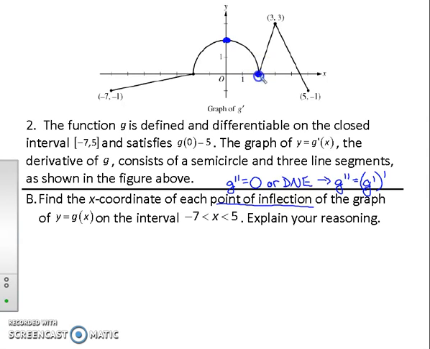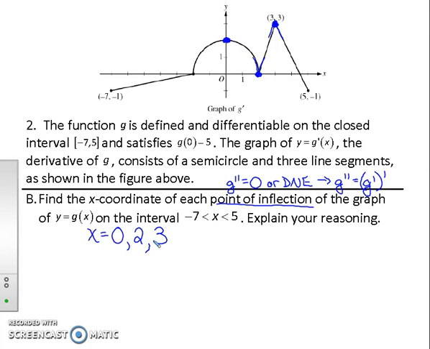Right here, G double prime is going to equal 0 because that is a place where the next derivative would not exist because that's a cusp right there, and it changes signs because we go from having negative slopes here to positive slopes here because we go from decreasing to increasing. And then right here is another place where G double prime would not exist because that's a corner, and we go from positive slopes to negative slopes. So our answers are x equals 0, 2, and 3.